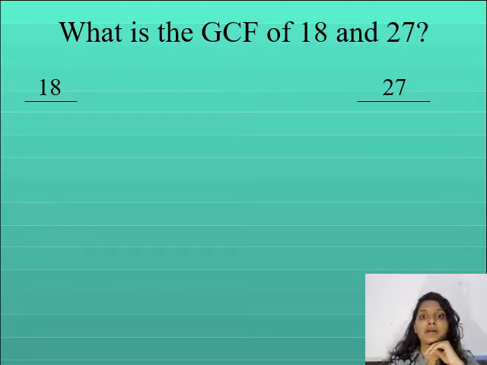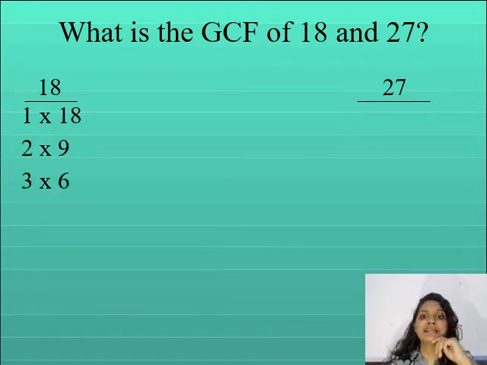Now we have another question. What is the GCF or HCF of 18 and 27? So let's write all the factors. That is our first step. All the factors of 18. So 1 multiplied by 18, then 2 nines are 18, then 3 sixes are 18, then does it come in the table of 4? No, not at all.